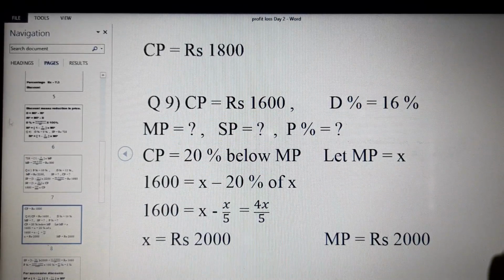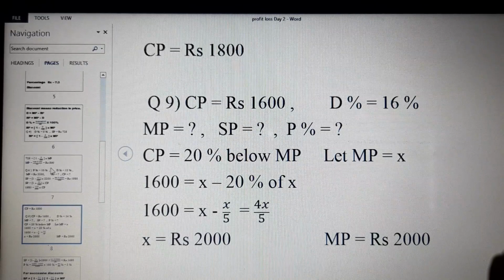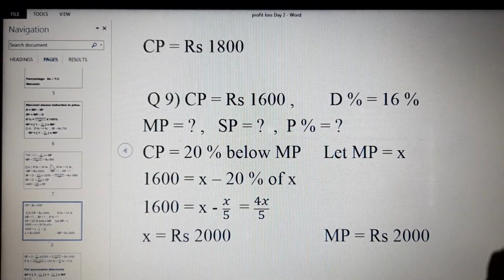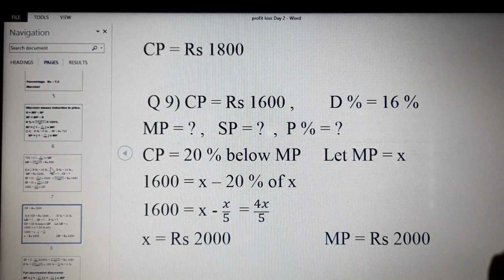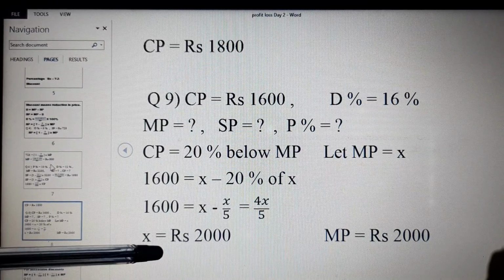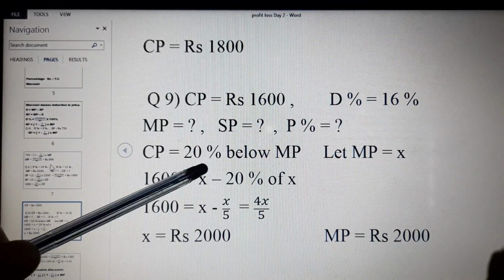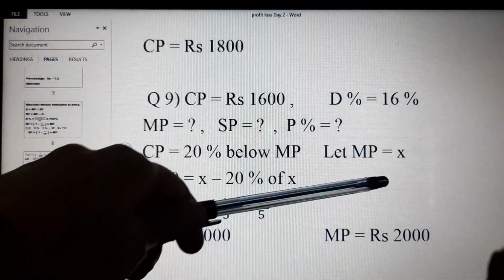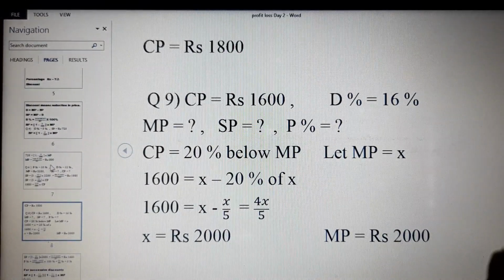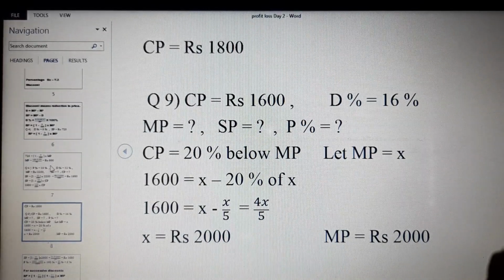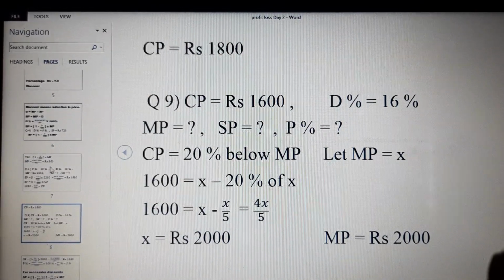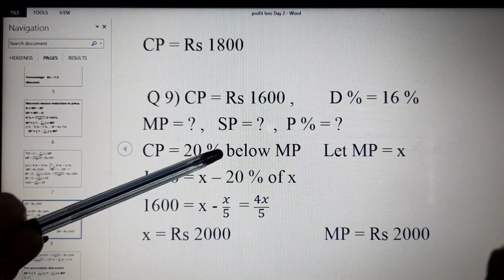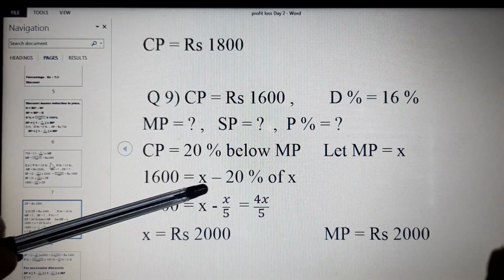They have given that cost price is 20% below MP. So we'll use this information, and we'll calculate MP with the help of this. 20% below MP. Right now we do not know MP, so I have assumed it as X. 20% below MP, it means we have to reduce MP by 20%. So cost price value was given, we have substituted. We have to reduce MP by 20%.